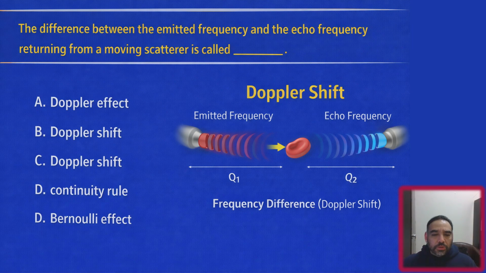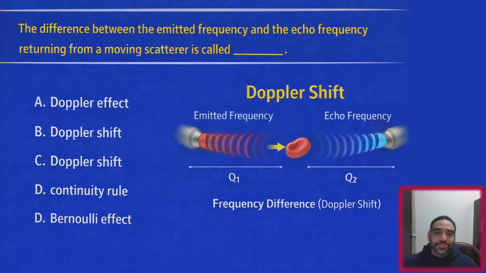Okay, let's look at the next question. The difference between the emitted frequency and the echo frequency returning from a moving scatterer is called what? The answers are A, Doppler effect, B, Doppler shift, C, Doppler shift again. I think I had a problem on this one. D, continuity rule, and then B, Bernoulli effect.